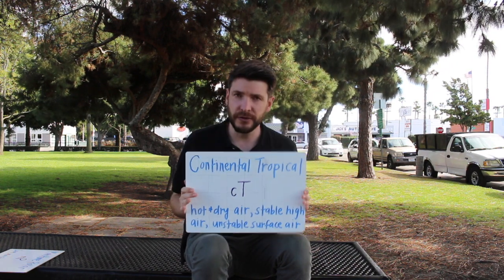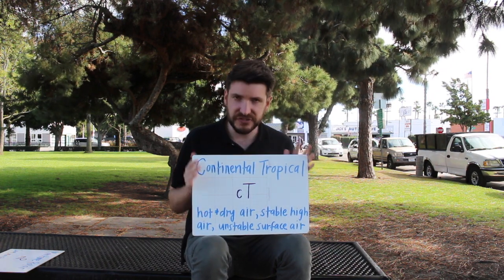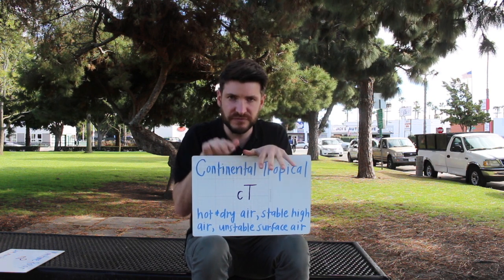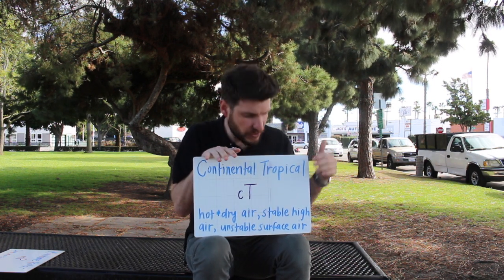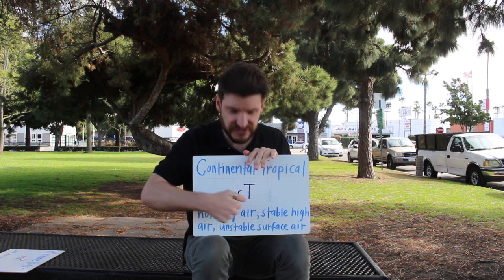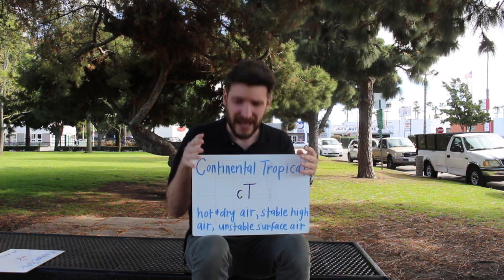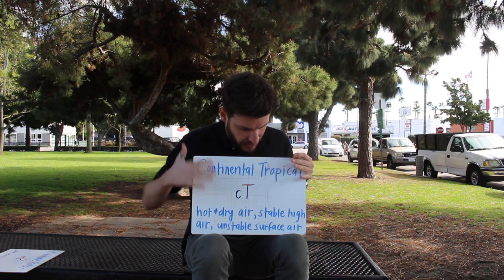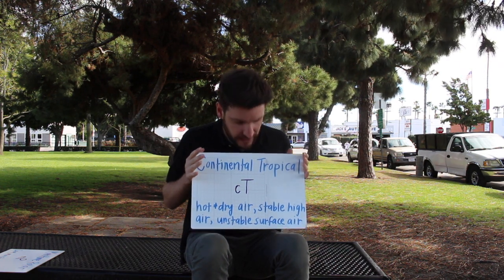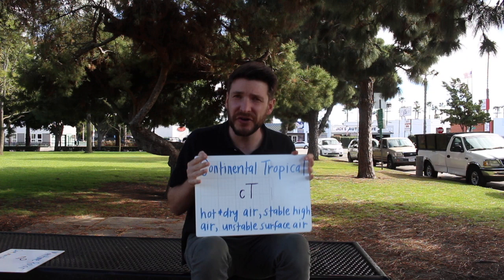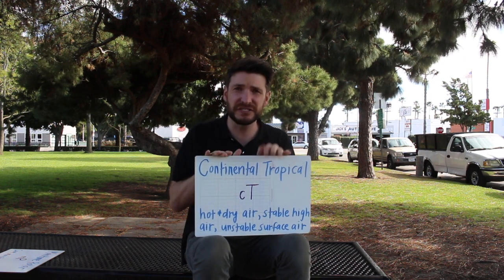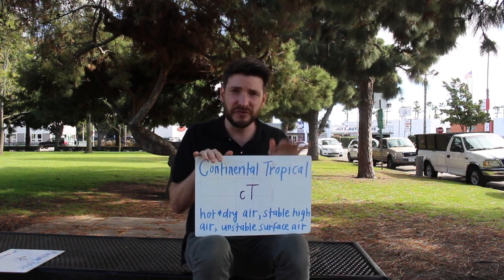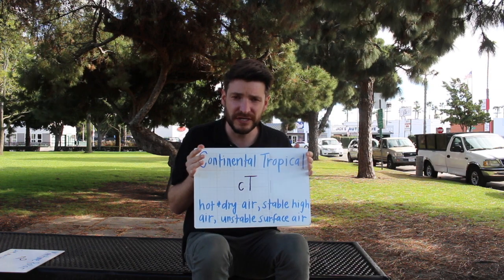Now, we also have our continental tropical. So this is your continental, the air mass forms over land, but it forms closer to the equator. It's got a little c and an uppercase T, and it's got hot, dry air, but it's got really unstable air near the surface. That means the weather changes pretty quickly when you have continental tropical conditions.